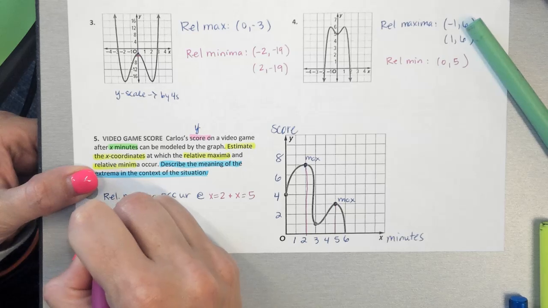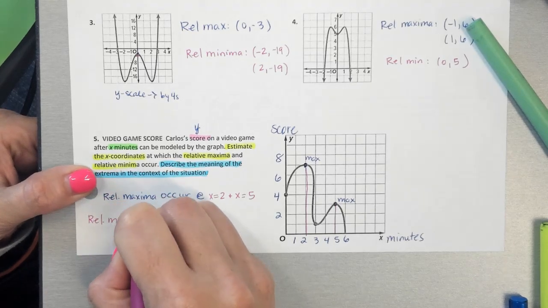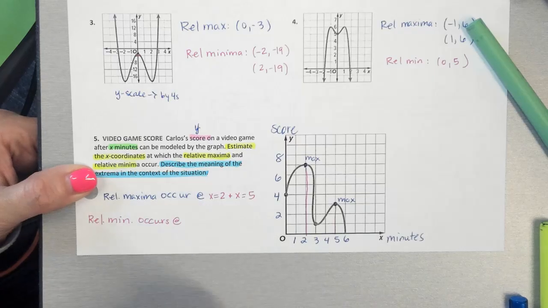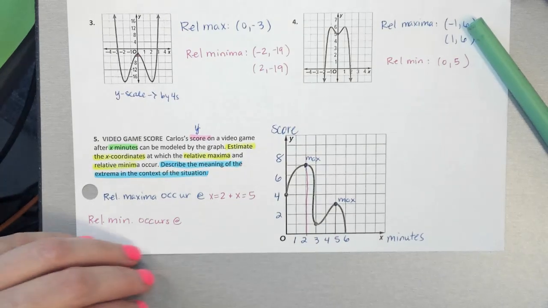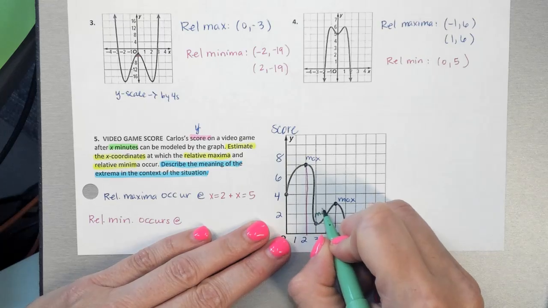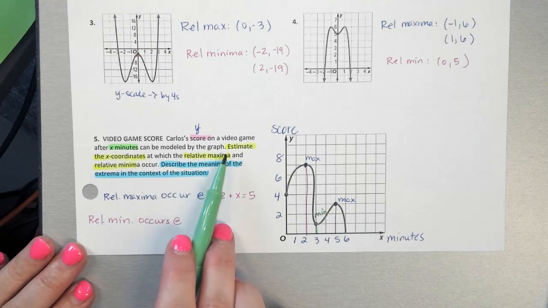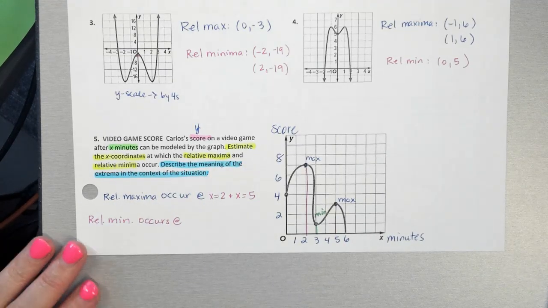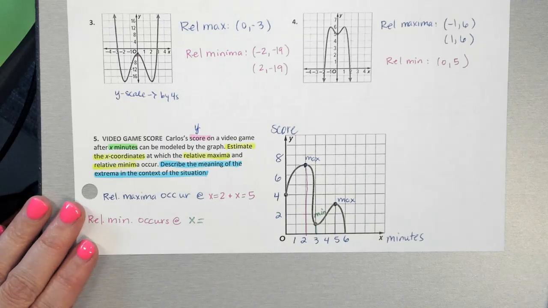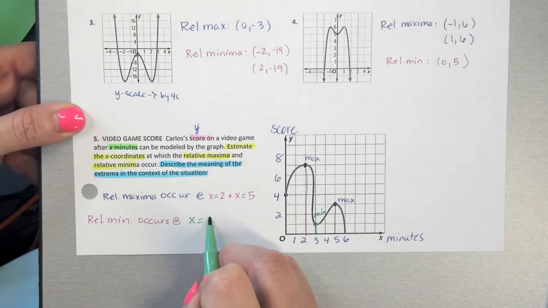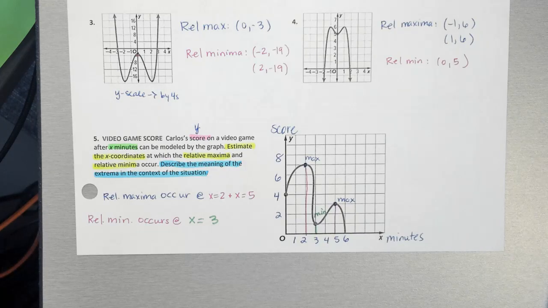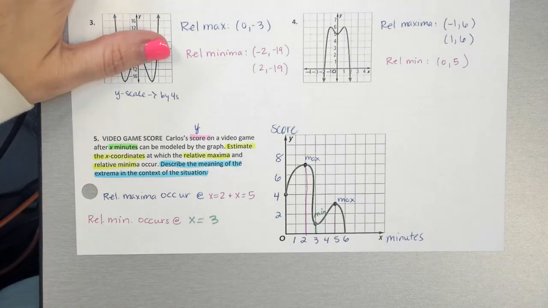Okay, the relative minimum occurs at, and here's our minimum, so we just have to find where that is on the x, and again it's because of this direction, estimate the x coordinates, so the relative min occurs at x equals what? 3. Okay, and then we're going to describe the meaning of that situation in the context. So we're going to make sure we mention the score and the minute.